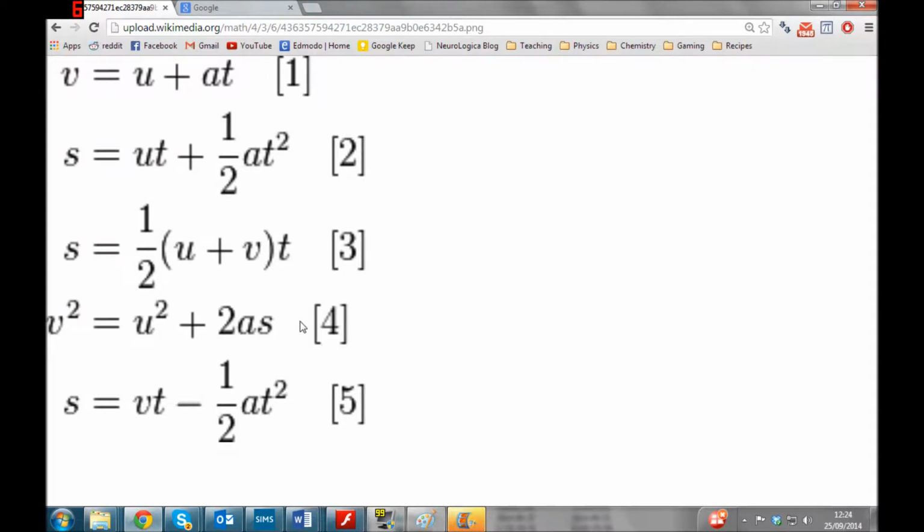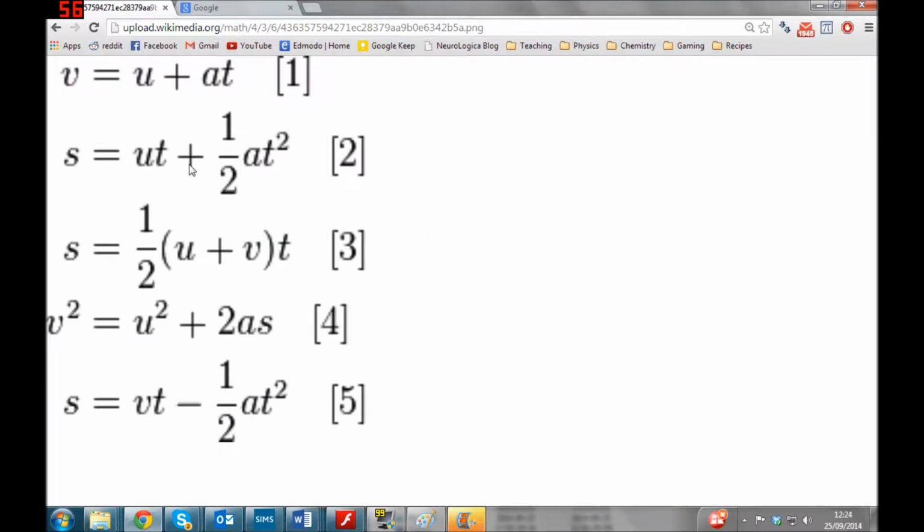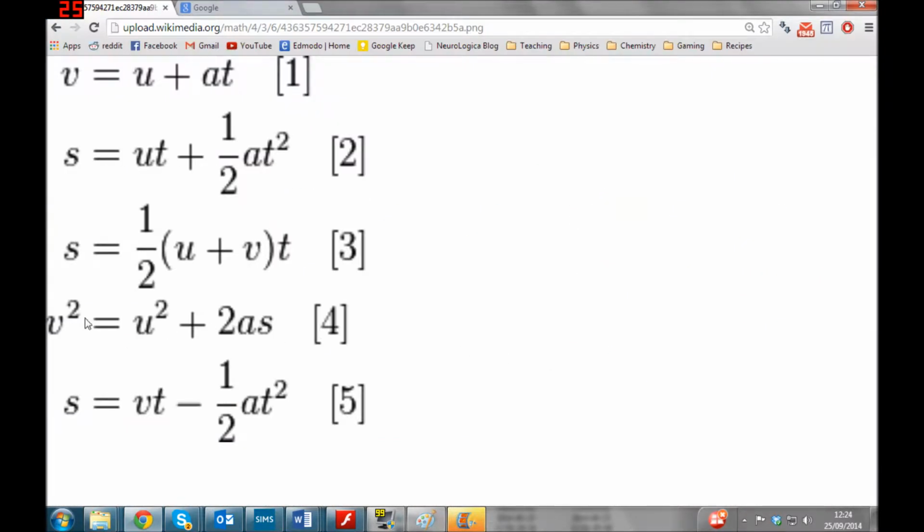Because both of them have the stuff I need. I'm looking for s, so you might immediately go to that one. The only problem with using this one is the value for t is the value for t that I calculated. And it's always better if we can to use the values we were given. And we're actually given all of these. You've got to rearrange it, but it's going to be s is v squared minus u squared over 2a.